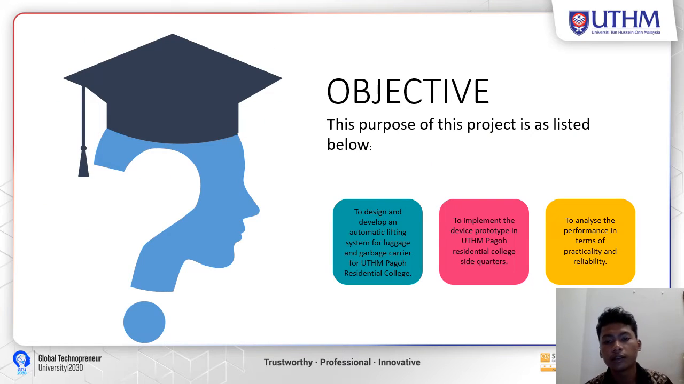There are three objectives for this project. One is to design the development of an automatic lifting system for the luggage and garbage carrier for the Hitachi Pagoh Residential College. Second is to implement the device prototype in the Hitachi Pagoh Residential College headquarters. Third is to analyze the performance in terms of practicability and reliability.